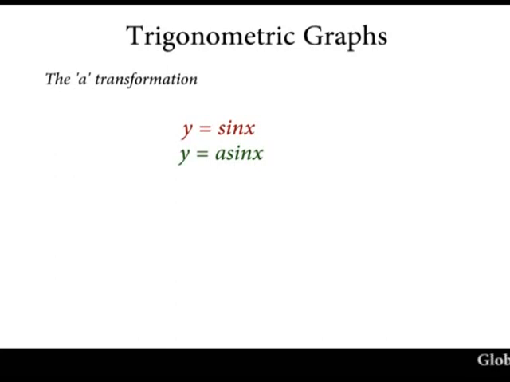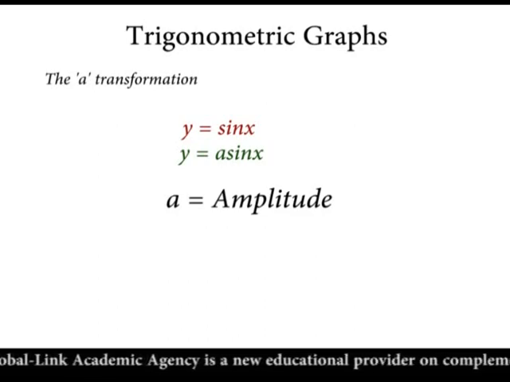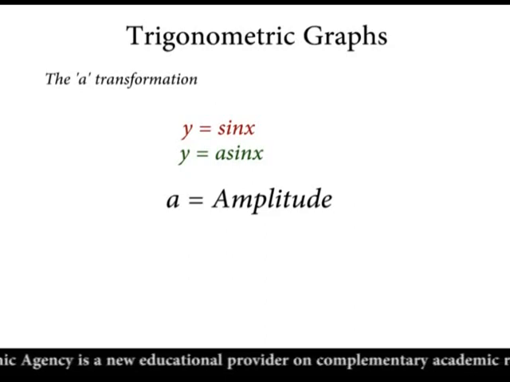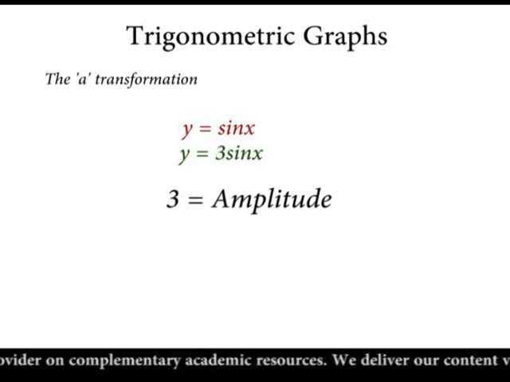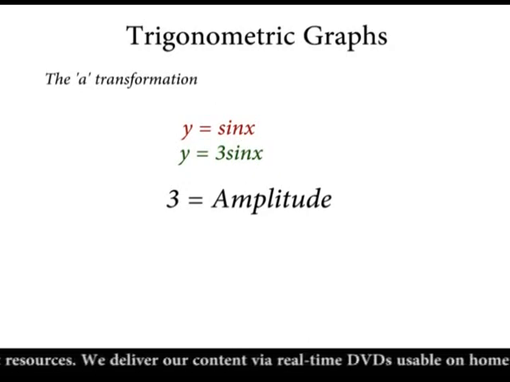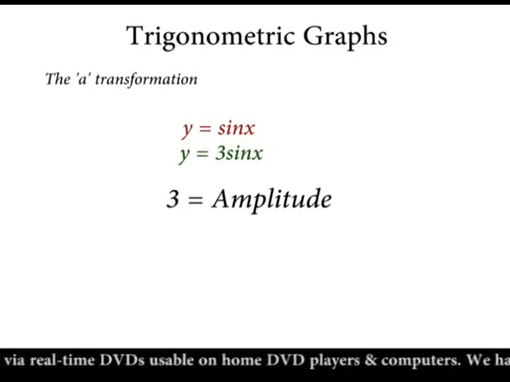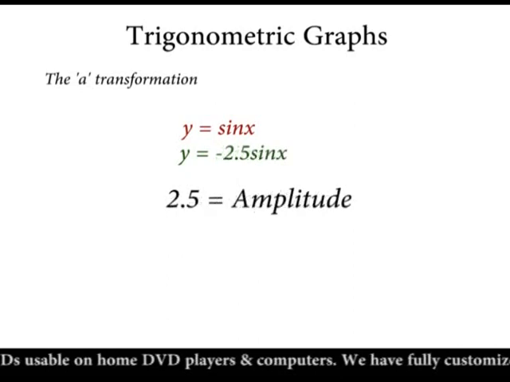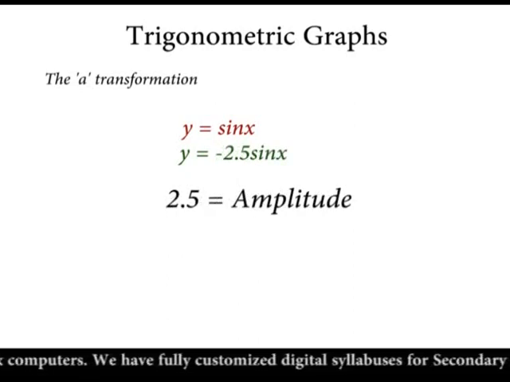And so in general, when we talk of the A transformation, that A is the amplitude of the graph. On the base function, the amplitude is 1, and that is for 1 sine x. For 3 sine x, the amplitude is 3. Hope you can see that. Notice that when multiplying by a negative, the amplitude will be given as an absolute value. It has no sign. And so for the function y is equal to negative 2.5 sine x, the amplitude is 2.5 and not negative 2.5.